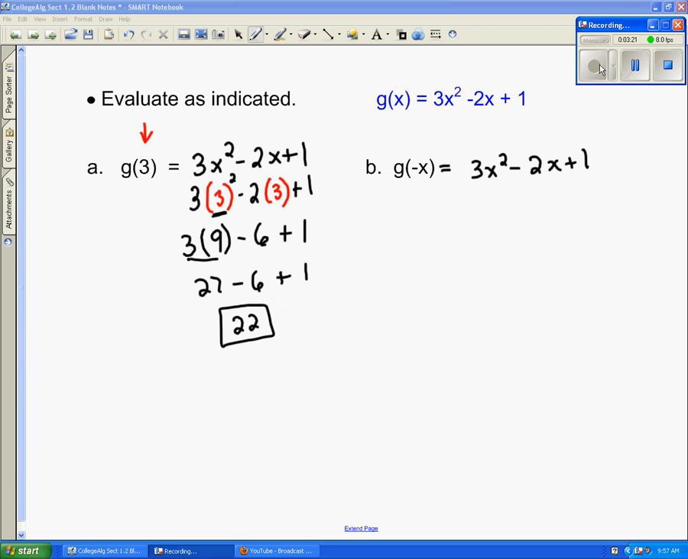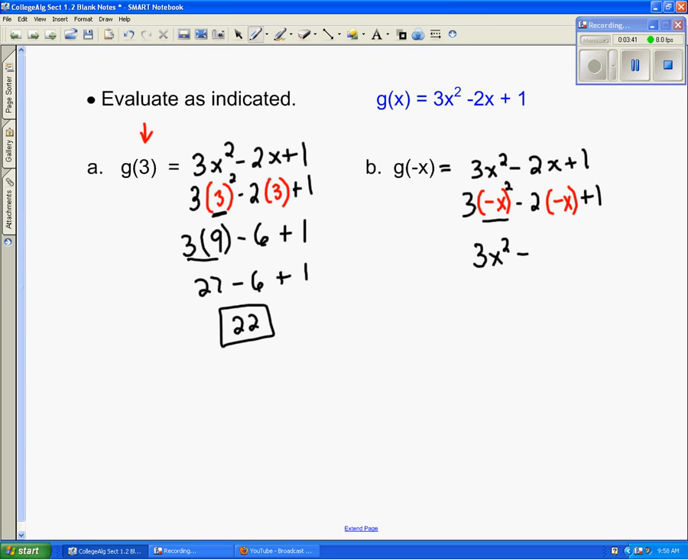Okay, problem B, we start with our g of x function, which is 3x squared minus 2x plus 1, and this time we substitute negative x in everywhere x is at, and then the rest of the problem is the same. Negative x squared is just x squared. Then I bring down 3, negative 2 times negative x, then plus 1, and this doesn't simplify any further, so that's our solution.